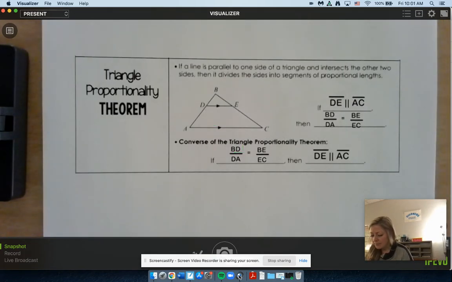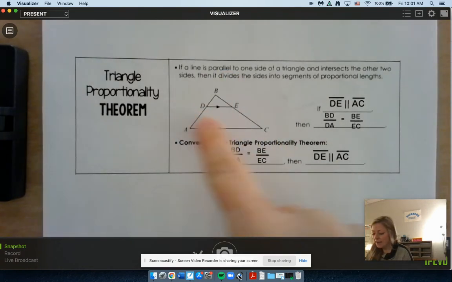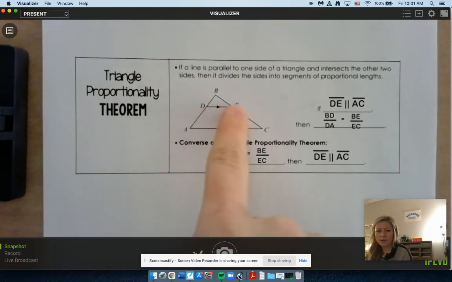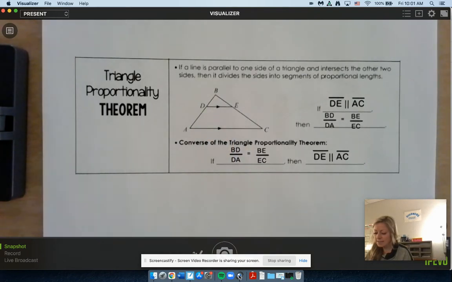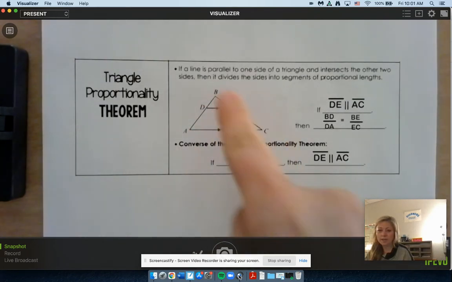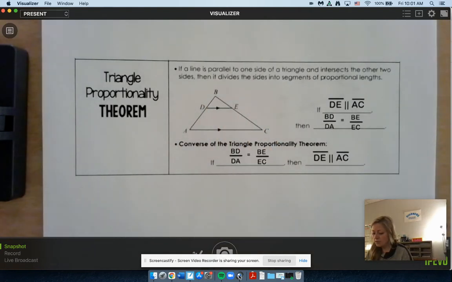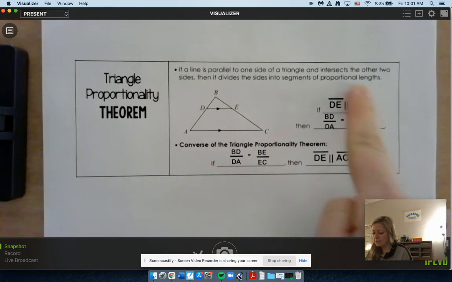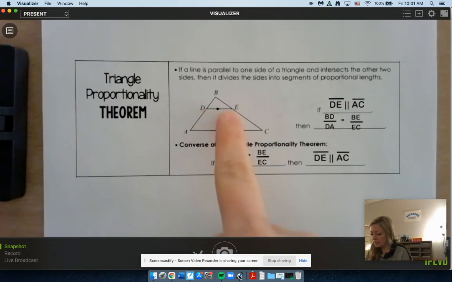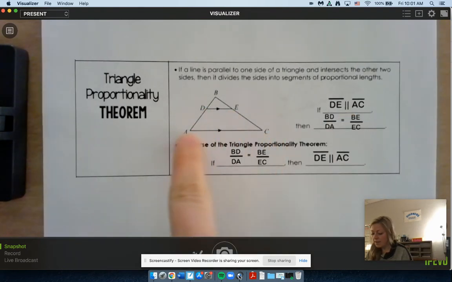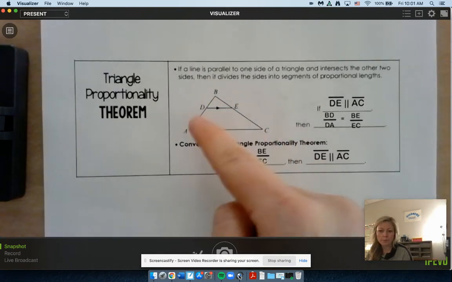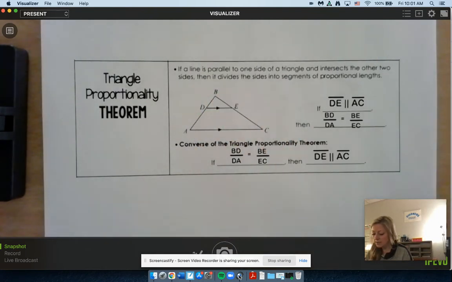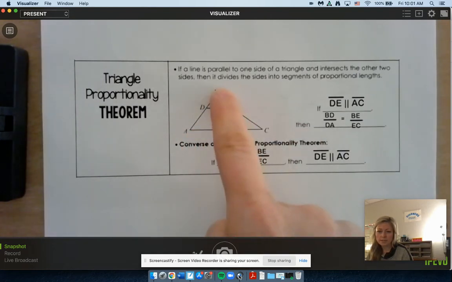So basically what's happening is we have a triangle here, right? And then we have a line that cuts through our triangle and it's parallel to that third side. So you see those arrows there. When this situation happens, it cuts the legs of our triangle here into proportional pieces. So that's what it's saying in symbols over here. So if DE is parallel to AC, then these little pieces in here become proportional. So DB over DA is the same as BE over EC.